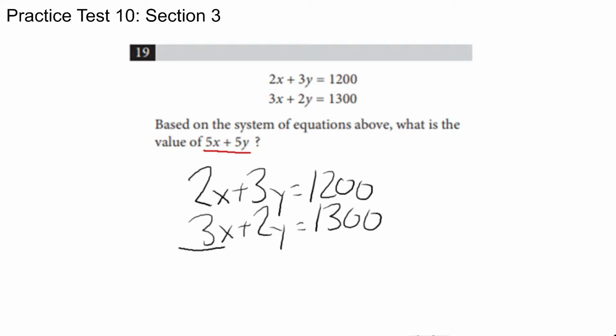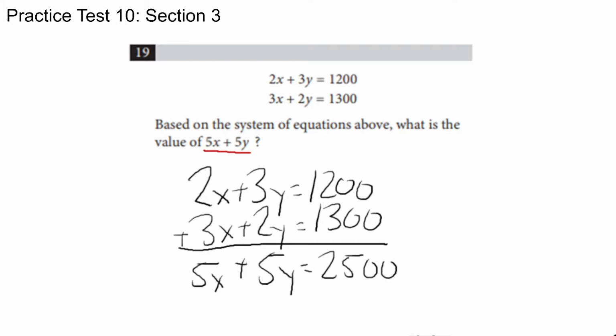So if I combine both of my equations together, I get 2x plus 3x is 5x, plus 3y plus 2y is 5y, is equal to 1200 plus 1300 is 2500. As you can see, the 5x plus 5y in my equation matches the expression I'm being asked to find the value of. So my answer is going to be 2500.